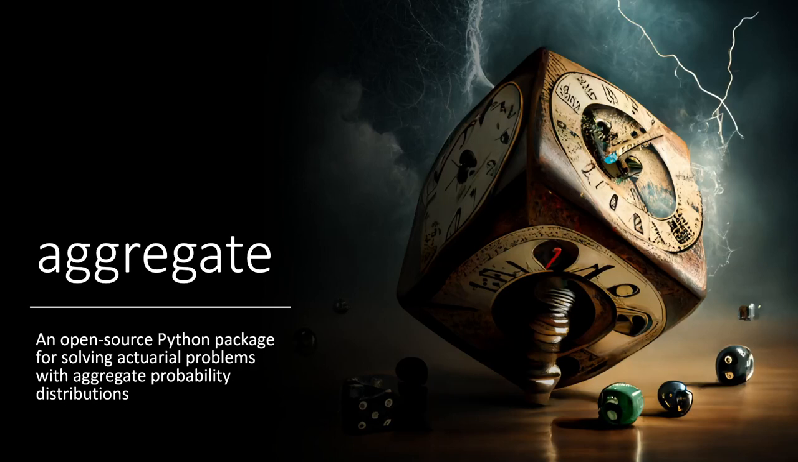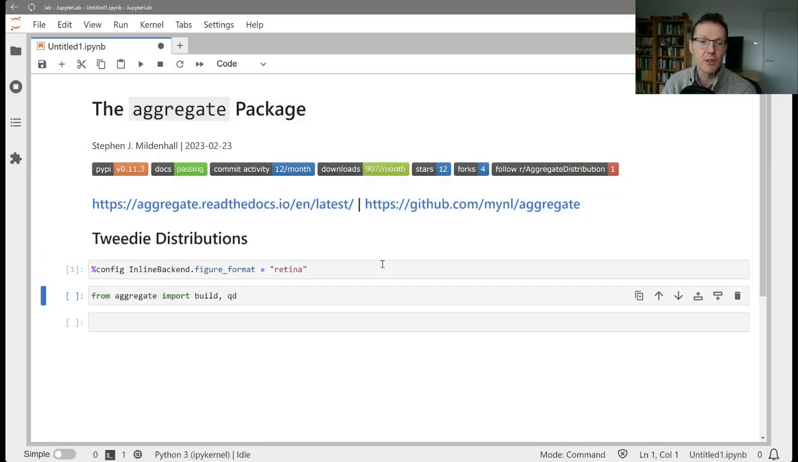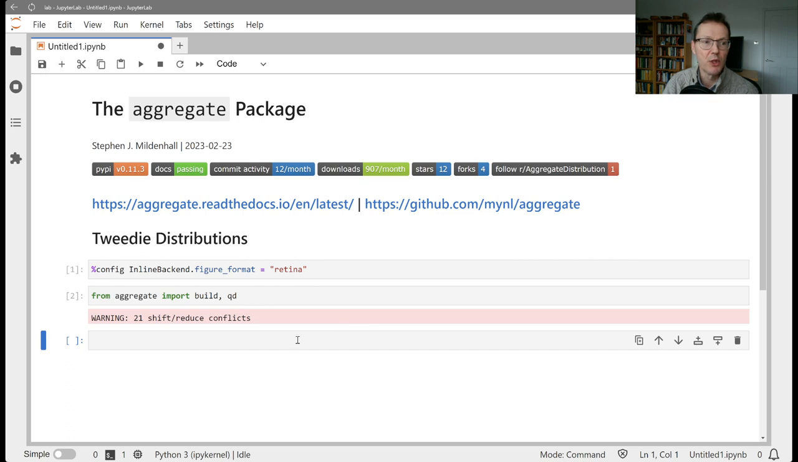Welcome to Aggregate, an open source Python library for solving actuarial problems with aggregate probability distributions. This video explains how to create Tweedie density and distribution functions and illustrates their sometimes surprising shape. So we will begin as usual, set up the graphics, import build and QD.